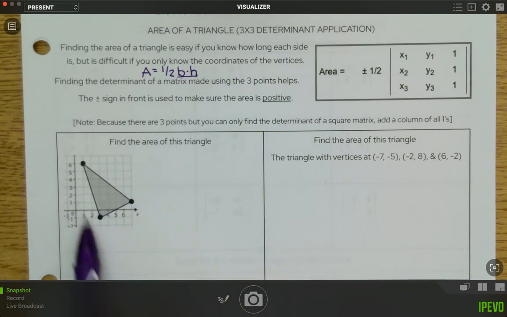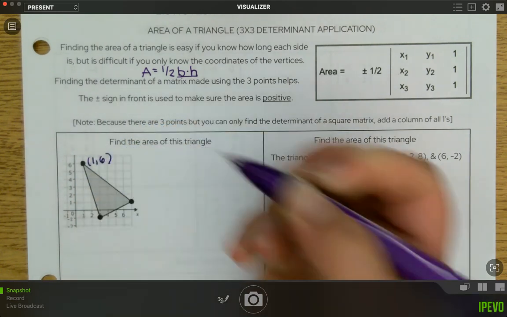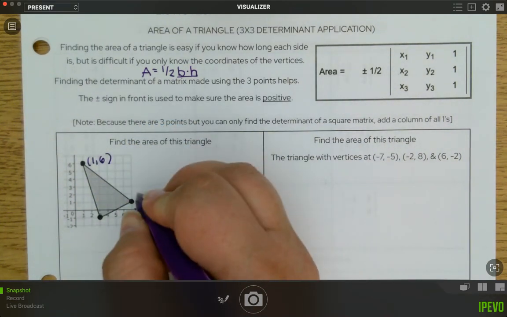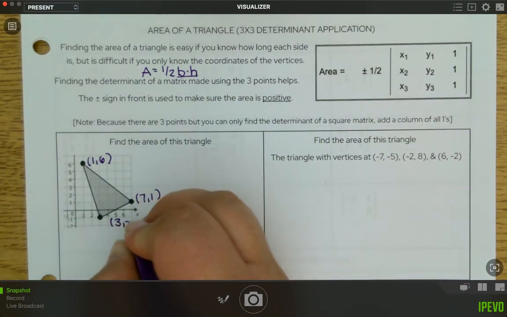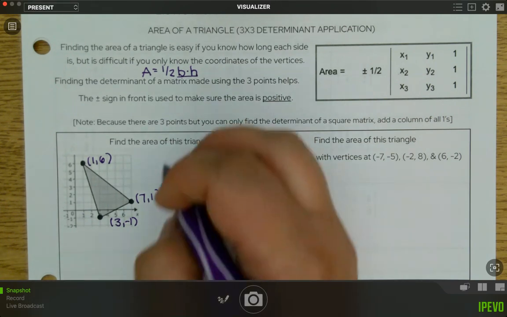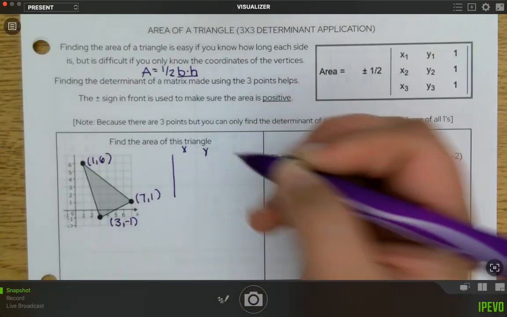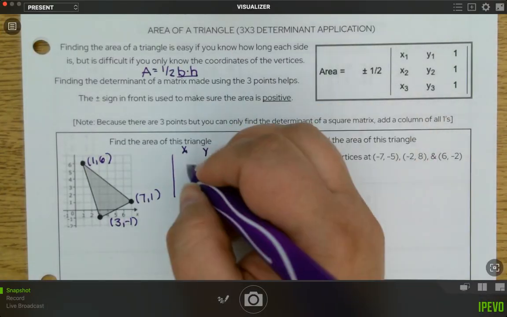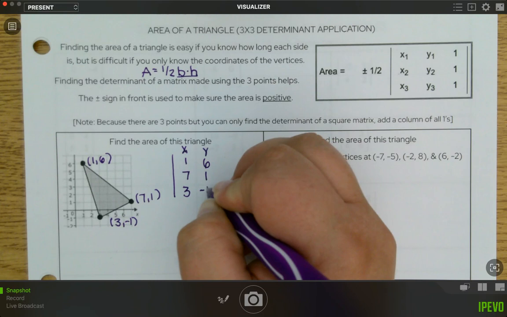So what we're going to do is find the area of this triangle. And what you'll notice is if you write the points out, this one's over 1 up 6, over 7 up 1, and over 3 down 1. Make sure you're writing your points with x first, then y. If you make a matrix out of these, we're going to have an x column and a y column, just like we did with our systems. So 1, 6, 7, 1, and 3, negative 1.